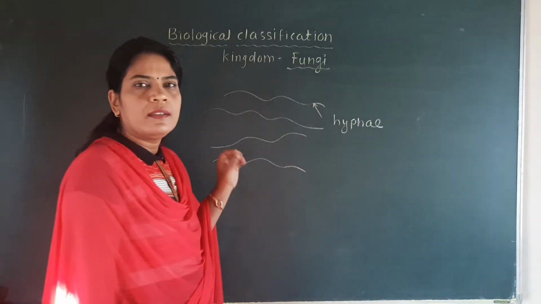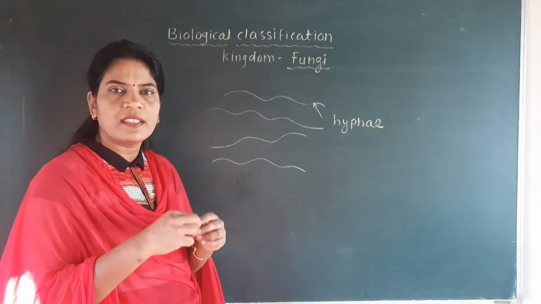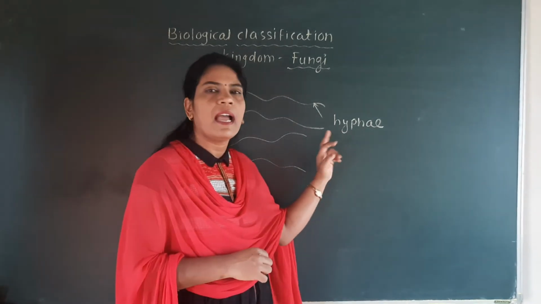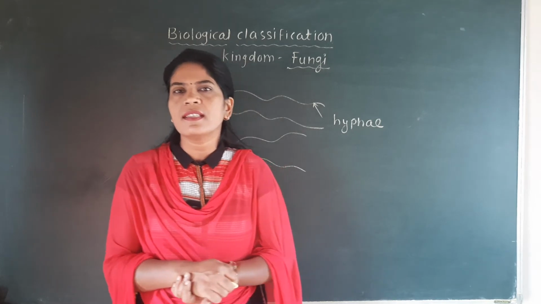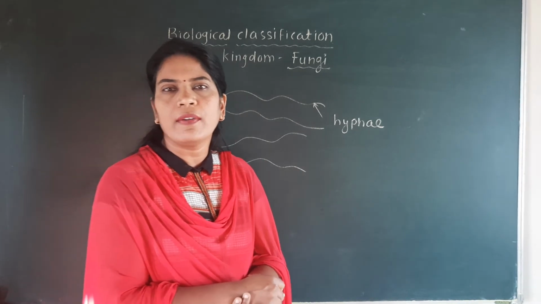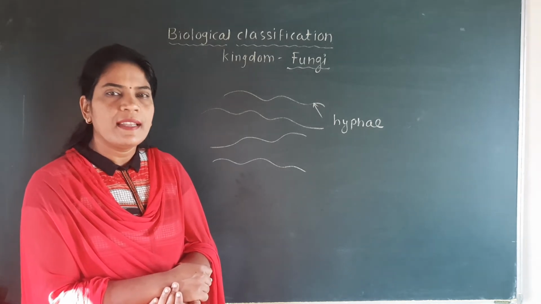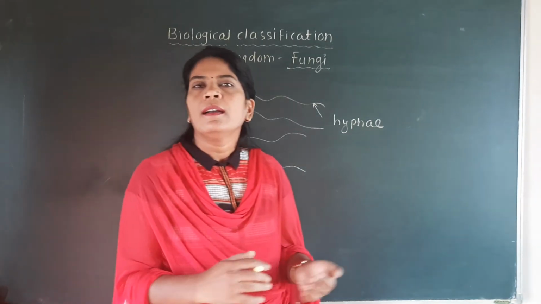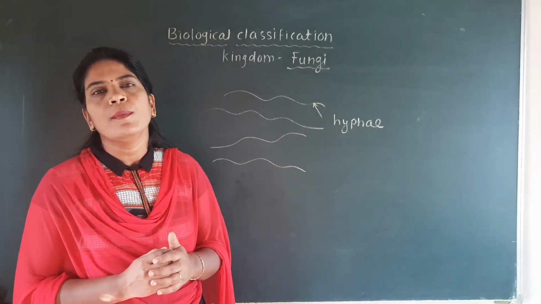See here, the body of the fungi is made up of a thin, slender, very delicate thread-like structure, and that is called hyphae. Hyphae may be called the basic plan of the body of the fungi. As we have seen that the cell is the basic structural and functional unit in the body of a living organism, like that, the hyphae is the basic body plan, because different hyphae come together and form the structure of the body of the fungi.